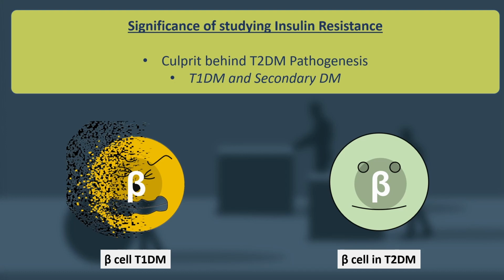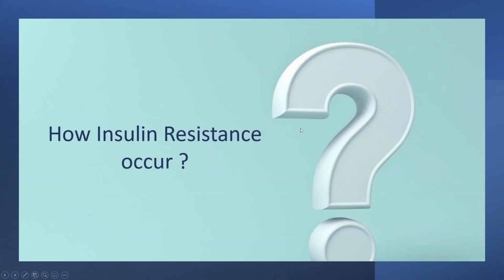I can bet that you must have read and heard this term insulin resistance a multitude of times in your life. You know, in textbooks they simply say that in type 2 diabetes mellitus there is insulin resistance, and most of your textbooks don't even bother to explain what the heck this insulin resistance is. So that is why I am here to help. Dr. Aizaz is here to help you understand insulin resistance. But the question remains how insulin resistance occurs. What is the mechanism of development of insulin resistance?